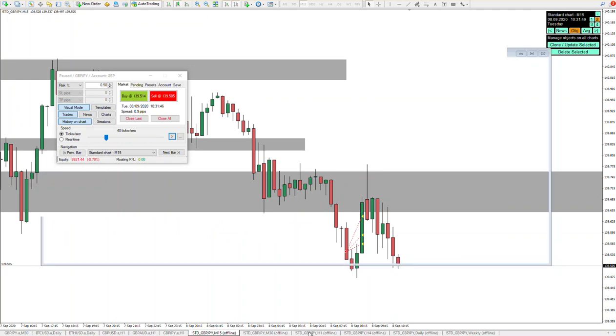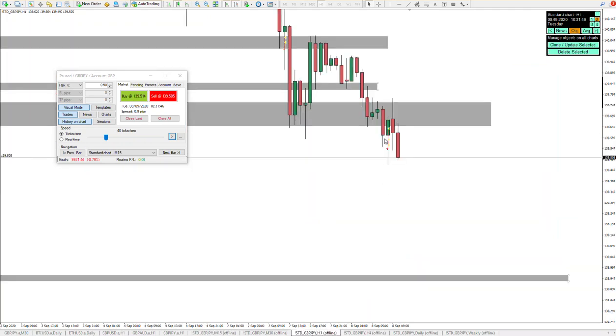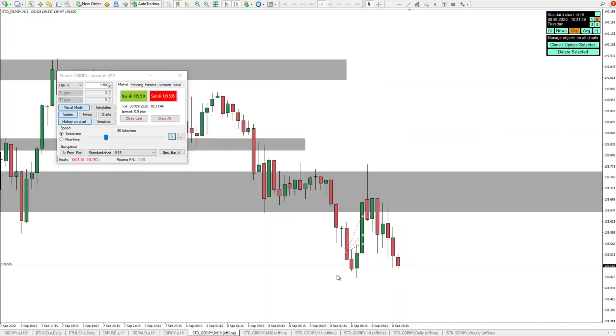The hourly is a stronger time frame. We broke below this hourly candle. So if we break below this hourly candle, it should go down. It should go down. Wow.